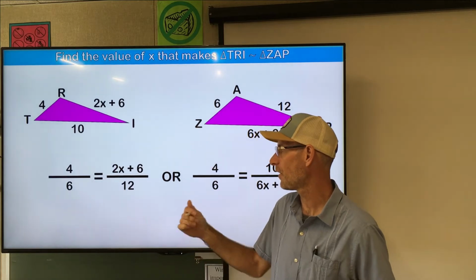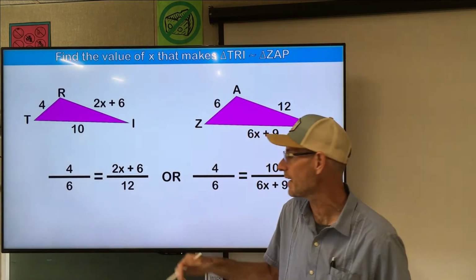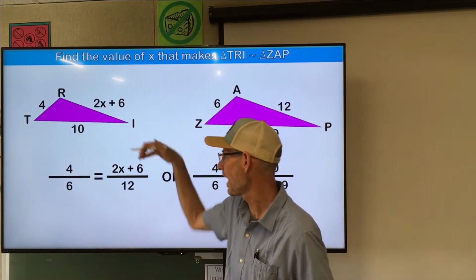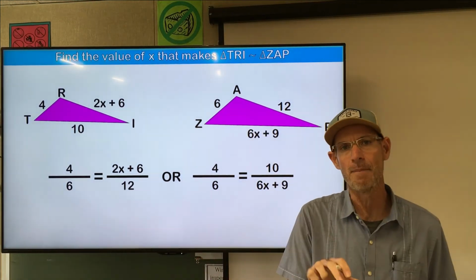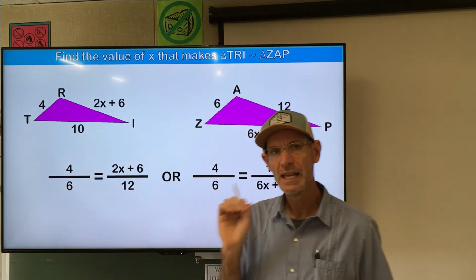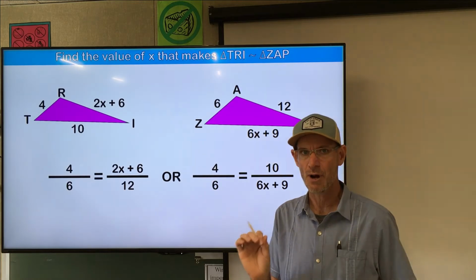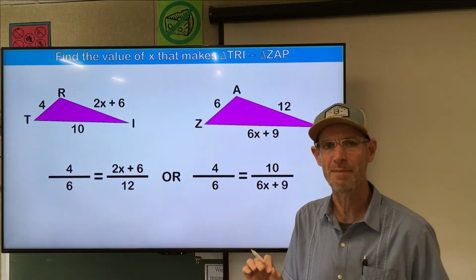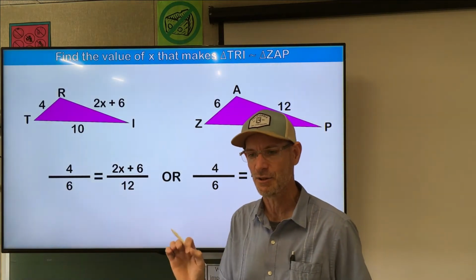But many students find it difficult or make a silly mistake when they're multiplying the 6 and the 2x plus 6, that monomial times a binomial. You need to do the distributive property. And if you forget to do the distributive property, you're not going to find the right value of x.